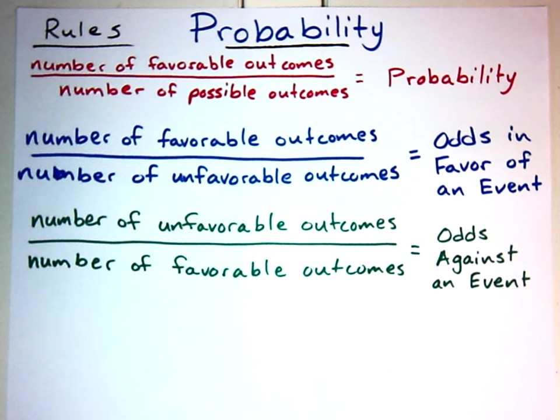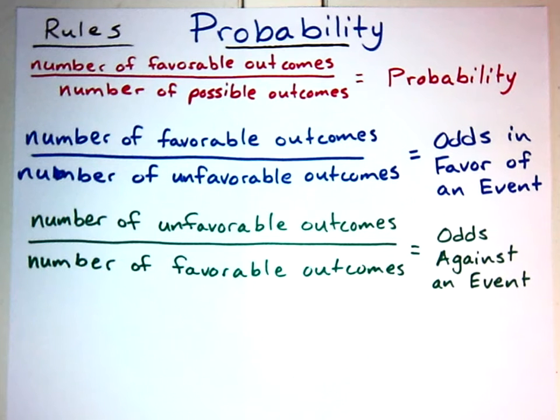Okay, we're talking about probability, and we're also going to talk about odds, and how they're slightly different. These are the rules you need to know for this topic. The first rule is that the probability will equal the number of favorable outcomes over the number of possible outcomes. Notice in the denominator, it includes all possible outcomes. That includes favorable and unfavorable. So whatever that situation is, any possible outcome, that needs to be included in the denominator.